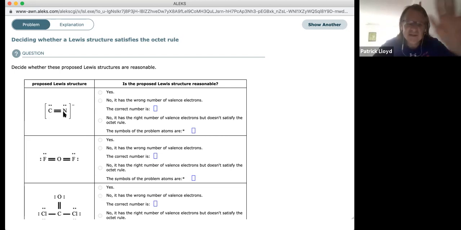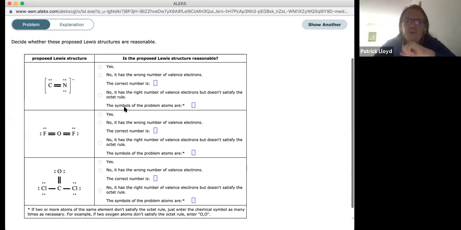Nitrogen's okay, but nitrogen has 2 lone pairs and 2 bonds. So that's 4 pairs, that's 8 electrons. That's okay. The nitrogen is fine. It's the carbon that's an issue there. The problem atom is the carbon here, right? Carbon's a problem atom.